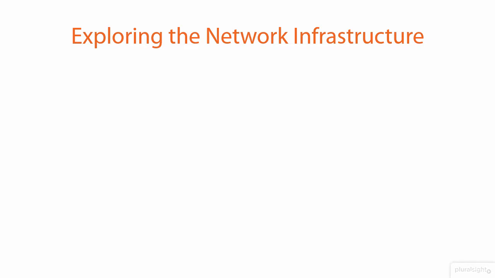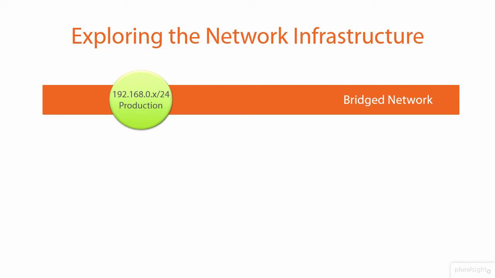Now, if you were following along back for the 70-410 content, you know that the vast majority, in fact, the entirety of that whole learning path was done using a single network. That network inside of VMware Workstation was a bridged network, which was, at least in my case, the 192.168.0 network. It had a 24-bit subnet mask, that's 255.255.255.0, and that was our production network for everything in that learning path.